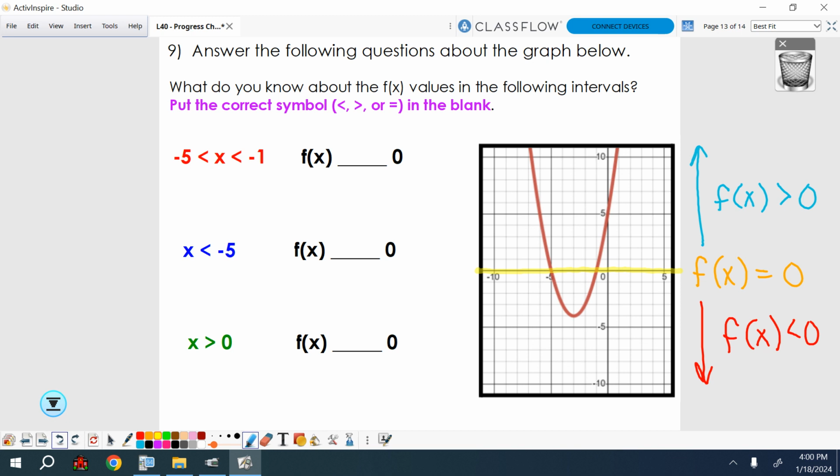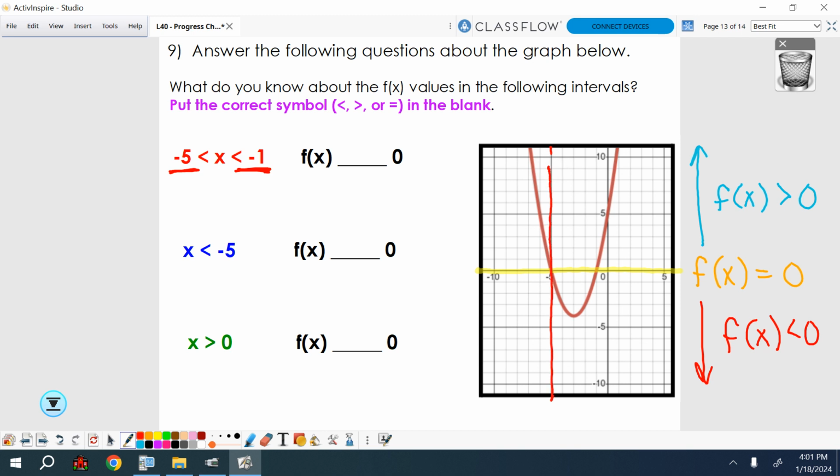Okay, what we want to know is this parabola, this red parabola, which I just highlighted yellow. Is it greater than 0, less than 0, or equal to 0 in certain intervals? So the first interval we're going to look at is from -5 to -1. -5 is right here.